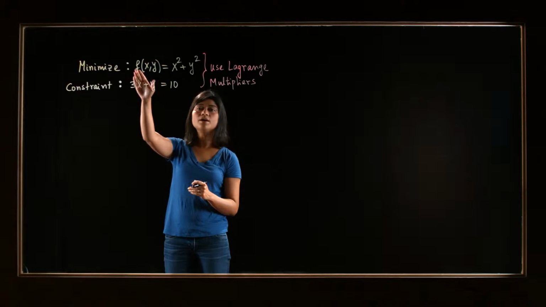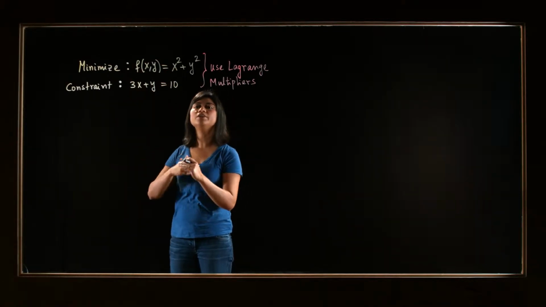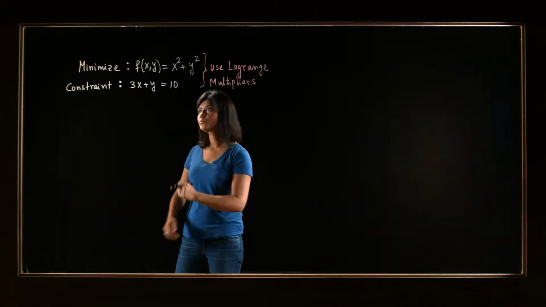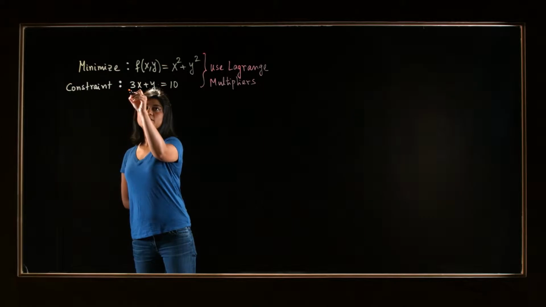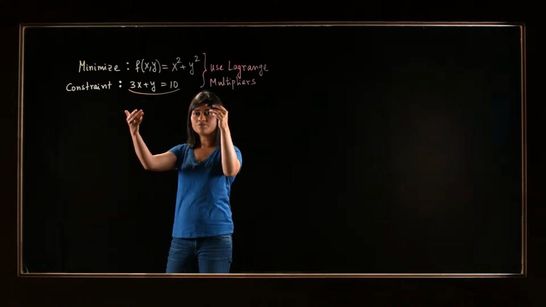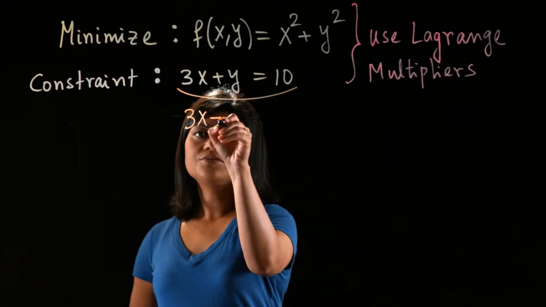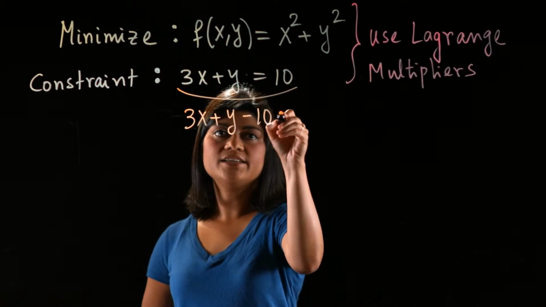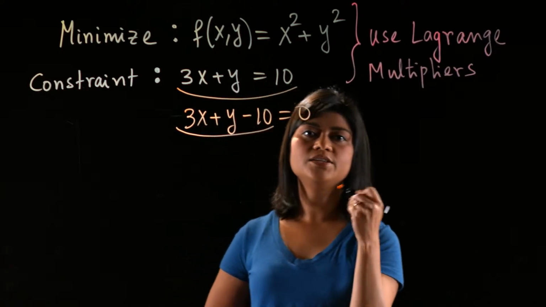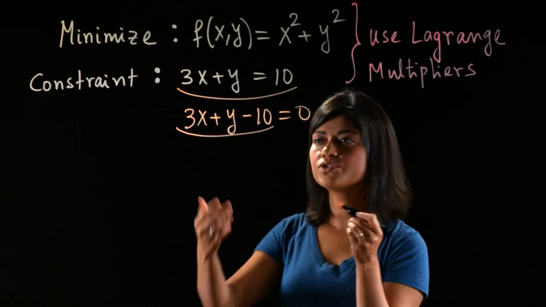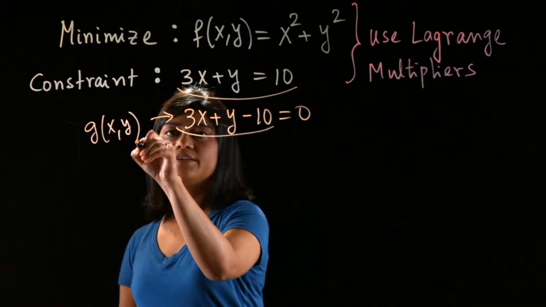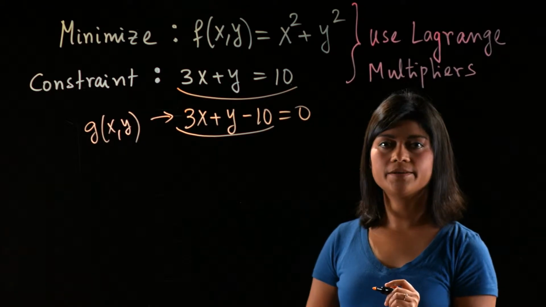So instead of finding critical numbers of f, we'll find the critical number of a new function. We'll define a new function using this Lagrange multiplier. So first, let's take this constraint that we have and rewrite it and form a function expression from it. So we rewrite as 3x plus y minus 10 is equal to 0. And then we call this expression a new function. So it's like a function is equal to 0. And this function, call it g. So g of xy is 3x plus y minus 10.